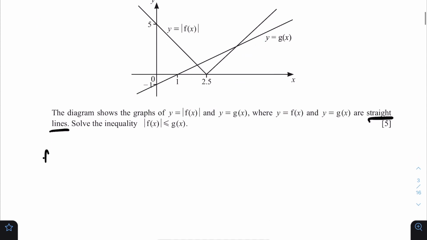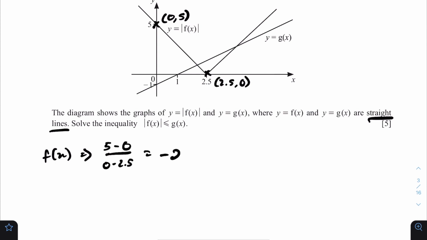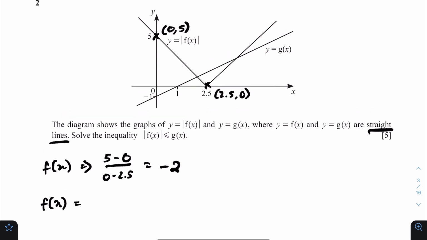So let's find what f of x is first. So we're given 2 points. So this one here is 0,5, and this one here is 2.5, 0. When you substitute it into the gradient formula, you get 5 minus 0 over 0 minus 2.5, which is the same thing as -2. We know the y-intercept is 5 based on this point over here, and therefore f of x is equal to -2x plus 5.